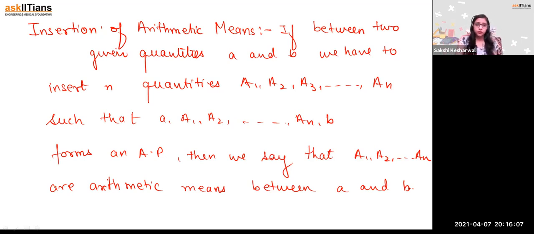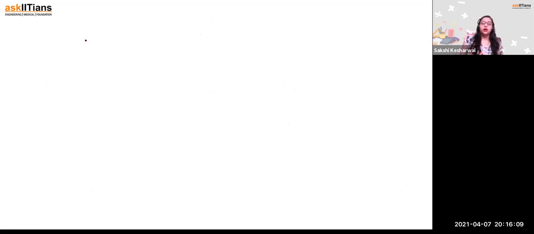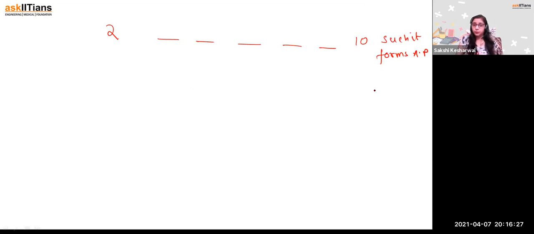Like if I give you numbers, for example, I write 2 and 10. I want to insert 5 numbers, such that it forms an AP. Now you don't know how you're going to fill it up. So you know that this is A1, this is A2, this will be A3, this is A4, and let this be A5.